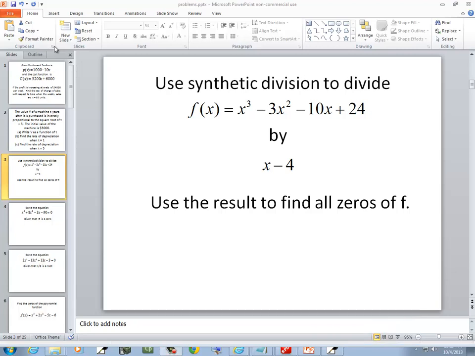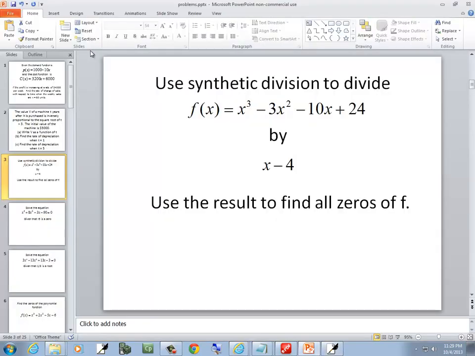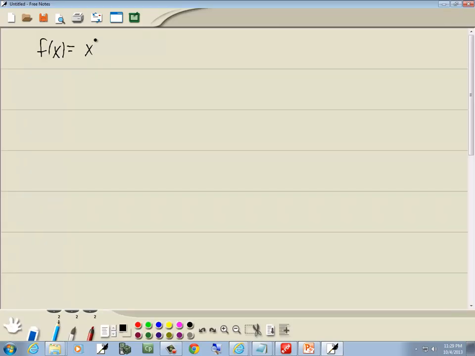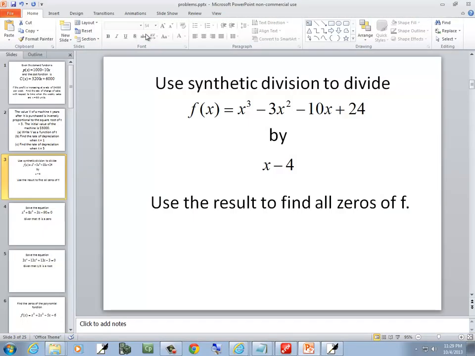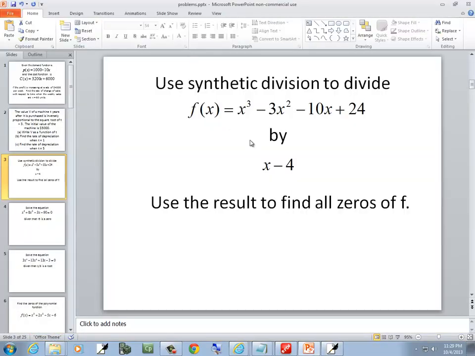In this problem, we want to use synthetic division to divide f of x equals x to the third minus 3x squared minus 10x plus 24 by x minus 4, and use the result to find all the zeros of f. Okay, so we start out with f of x is equal to x to the third minus 3x squared minus 10x plus 24. And for now, let's ignore that.